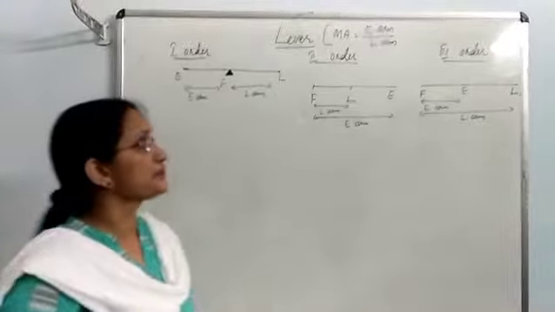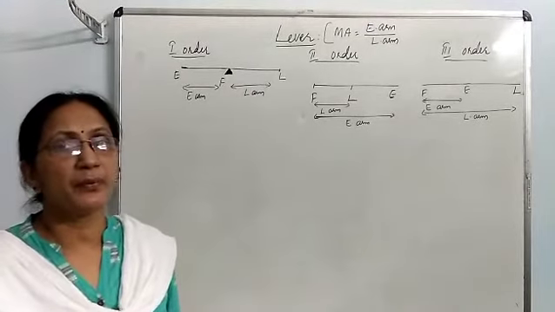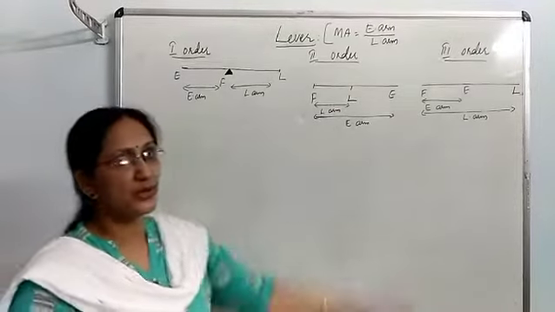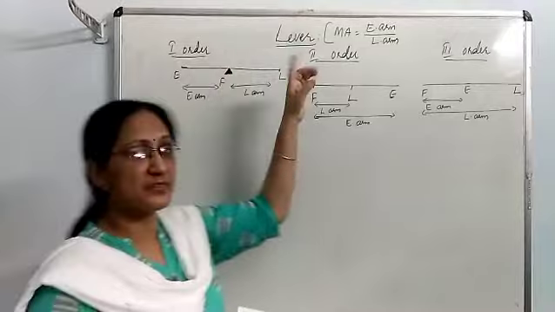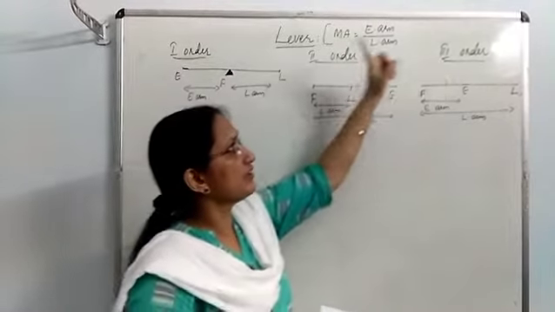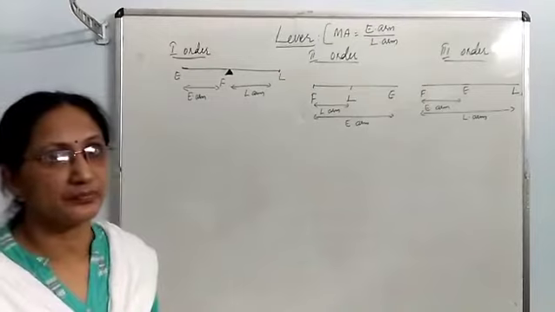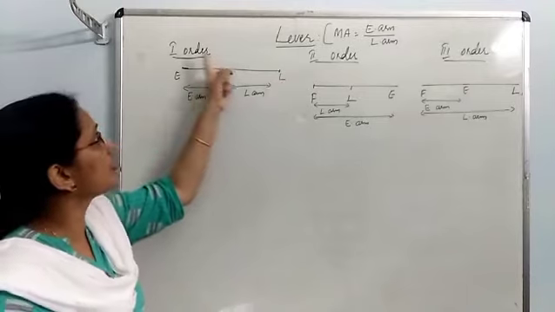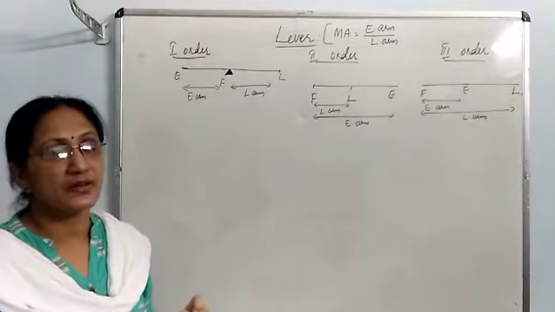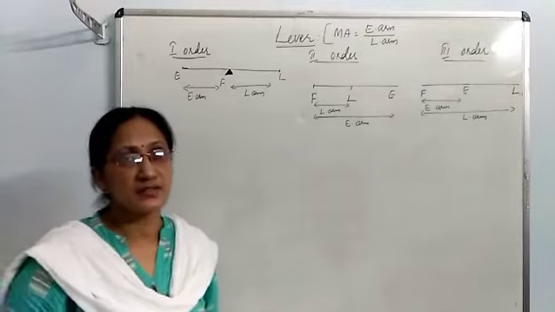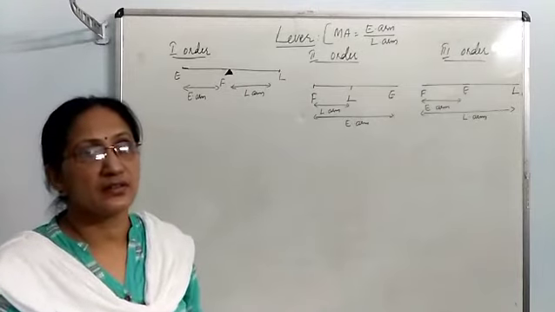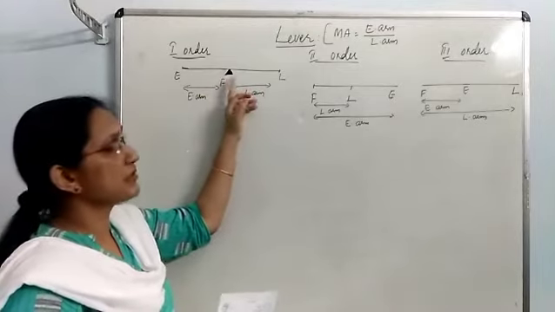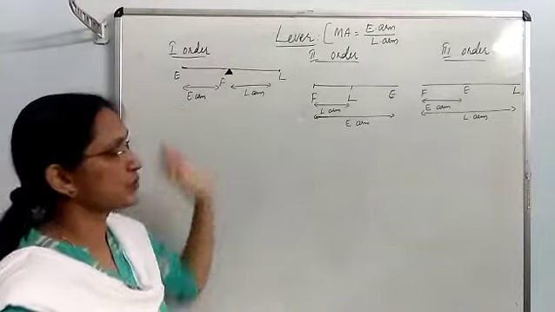Next topic, classification of levers. Depending on the position of load, effort and fulcrum, levers are classified into 3: first order lever or first class lever, second order lever, or third order lever. Levers having fulcrum between effort and load are called first order lever. Example, seesaw, scissors. These machines are having fulcrum between load and effort. Fulcrum comes between load and effort, that is first order lever.